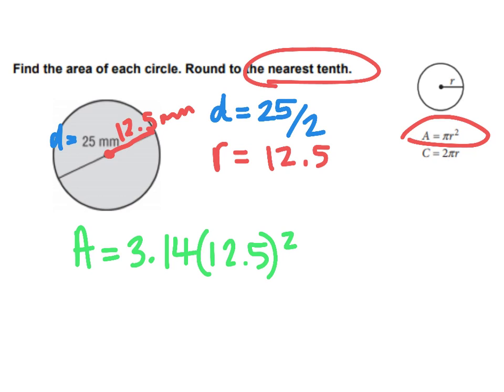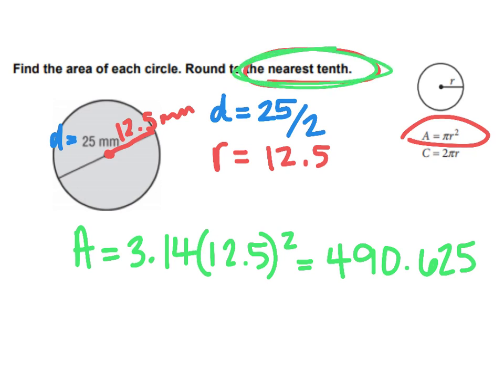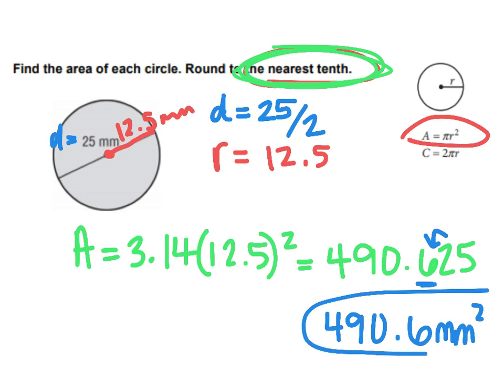So for area is pi, so 3.14 times the radius, so 12.5 squared. Pretty much you can type that in. 3.14 times 12.5 squared equals in the calculator, and you will get 490.625. We're told to round to the nearest tenth, so that means I want to keep the 6 and look at the 2 to round it up or down. The 2 will keep it 490.6 millimeters squared. Perimeter would just be millimeters, but area is millimeters squared.